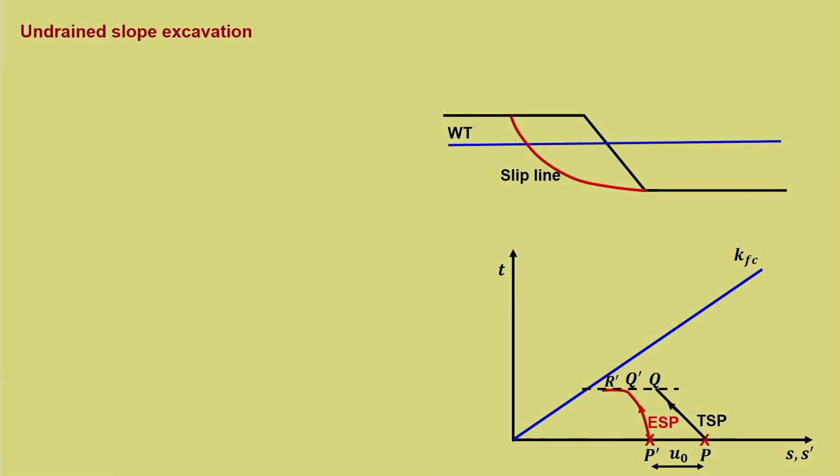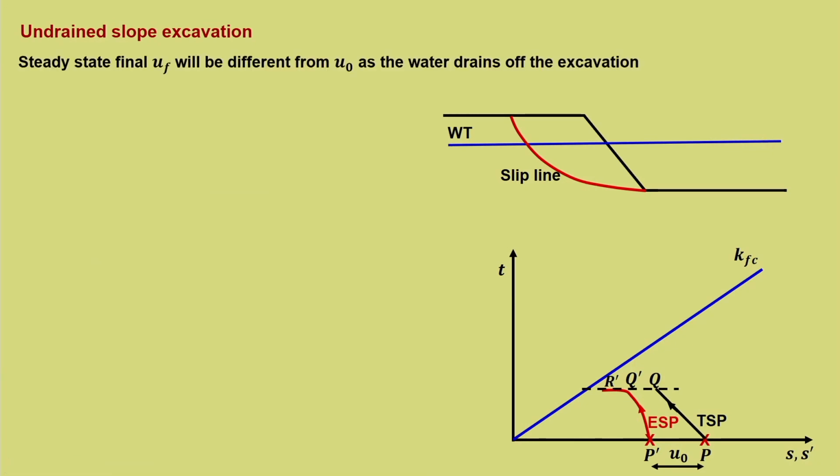So, this is the condition where it is undrained and the water table is still uniform. Now, we will see two different cases, where the steady state final u_f will be different from u naught as the water drains off the excavation. In the previous slide we assumed that there is no change, but if it starts draining off, then the final pore water pressure u_f will not be the same as the initial pore water pressure u naught.